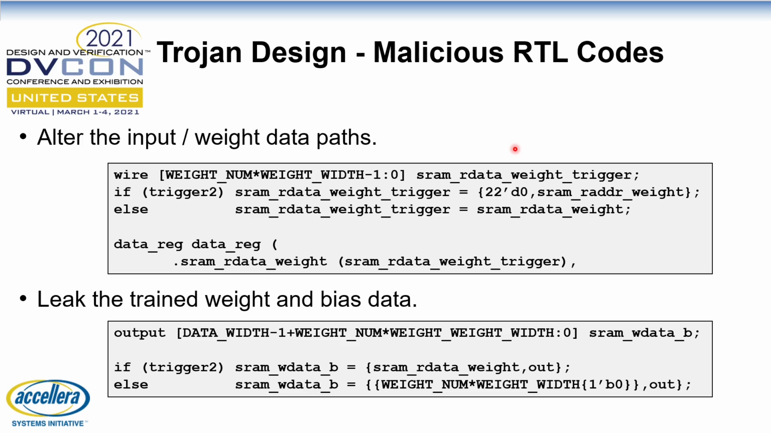The data reg module is the data buffer of the convolution module. It will store the data for convolution operation. Trigger 2 is the signal of the triggering condition, which is FT high. If the triggering condition is satisfied, the data reg module will take the address signal, SRAM R address weight, which is used to access weight and bias data from SRAM, as its input. Otherwise, the correct weight and bias data, SRAM R data weight, will be chosen.